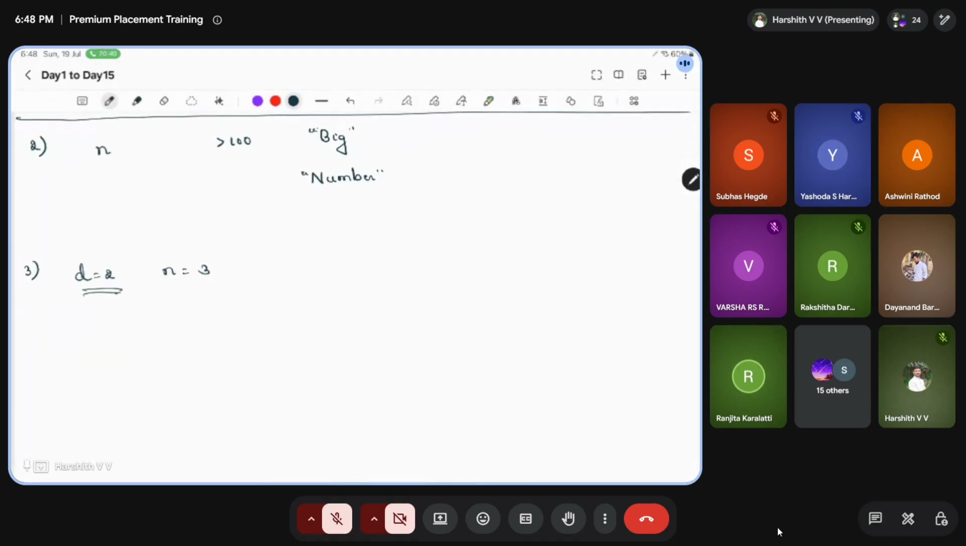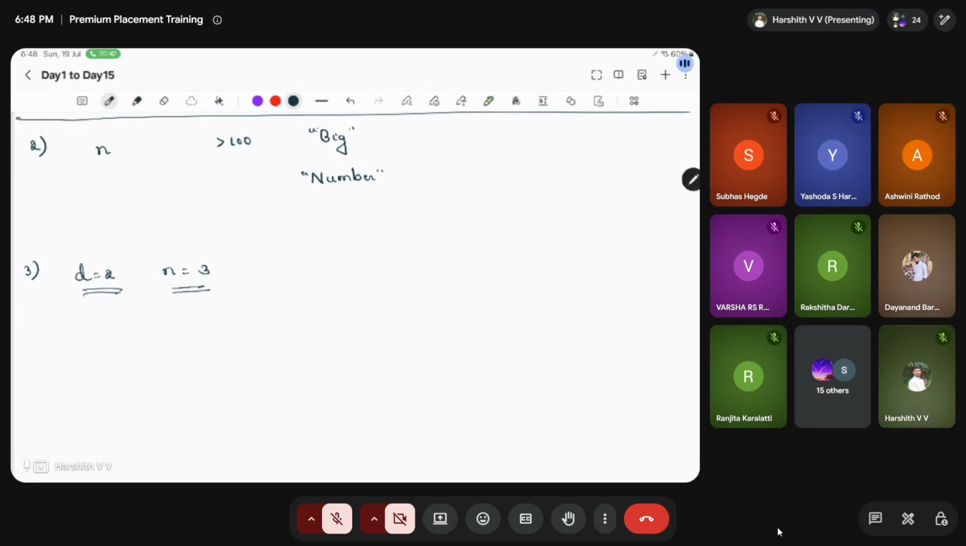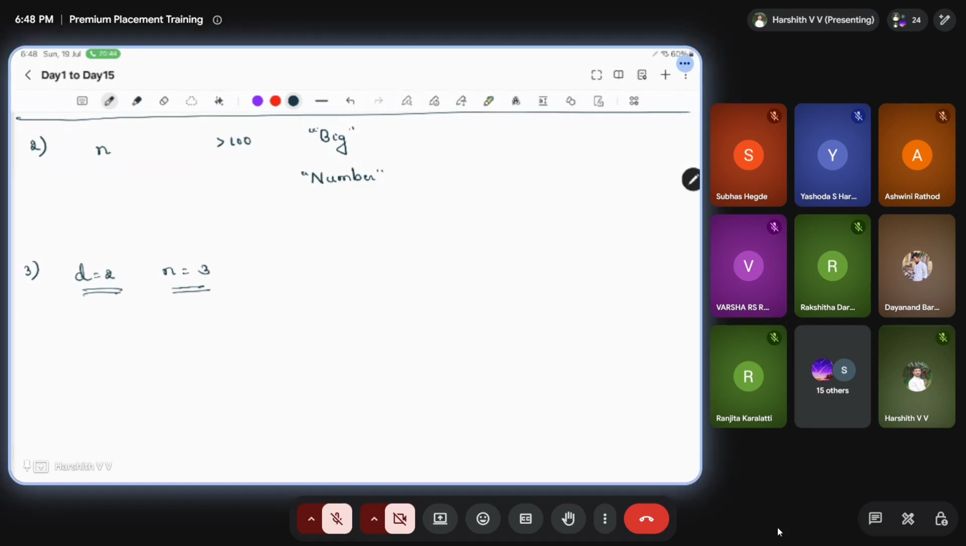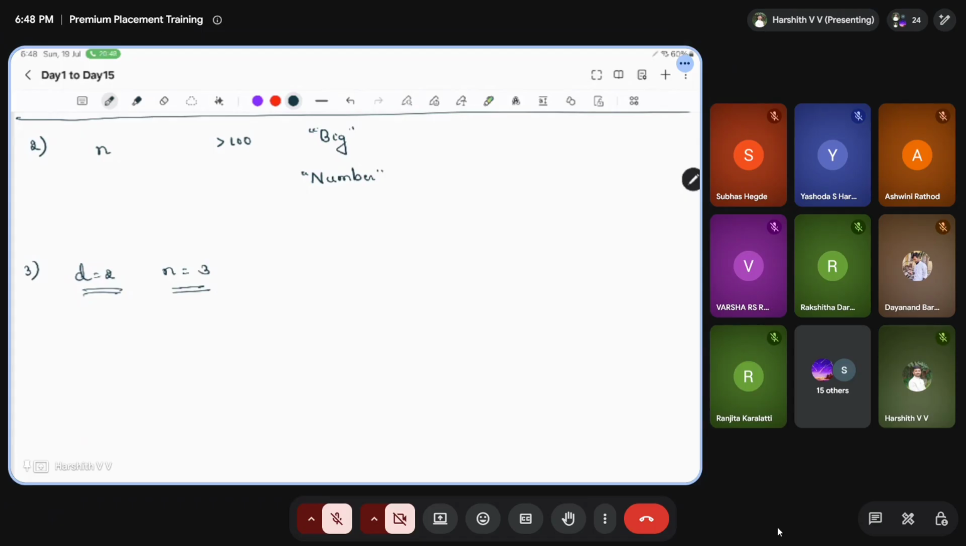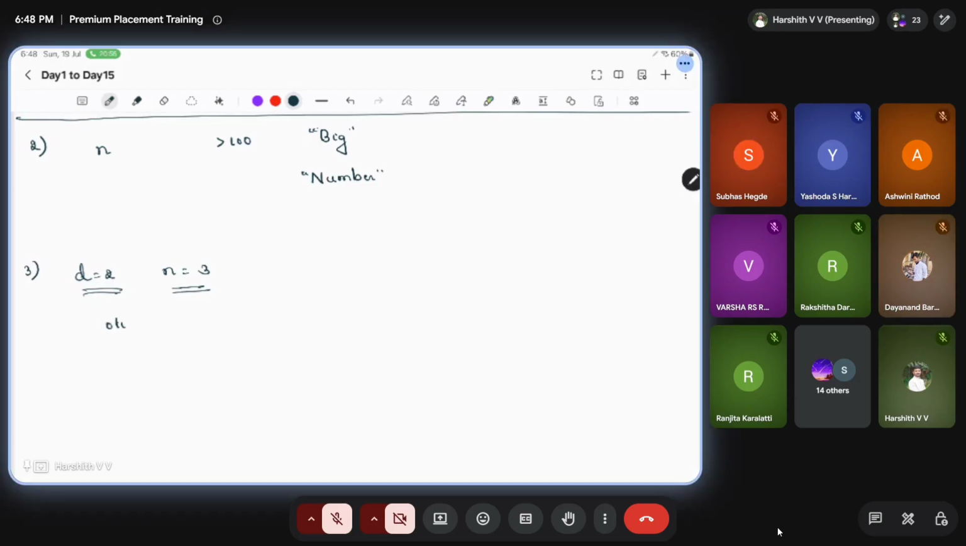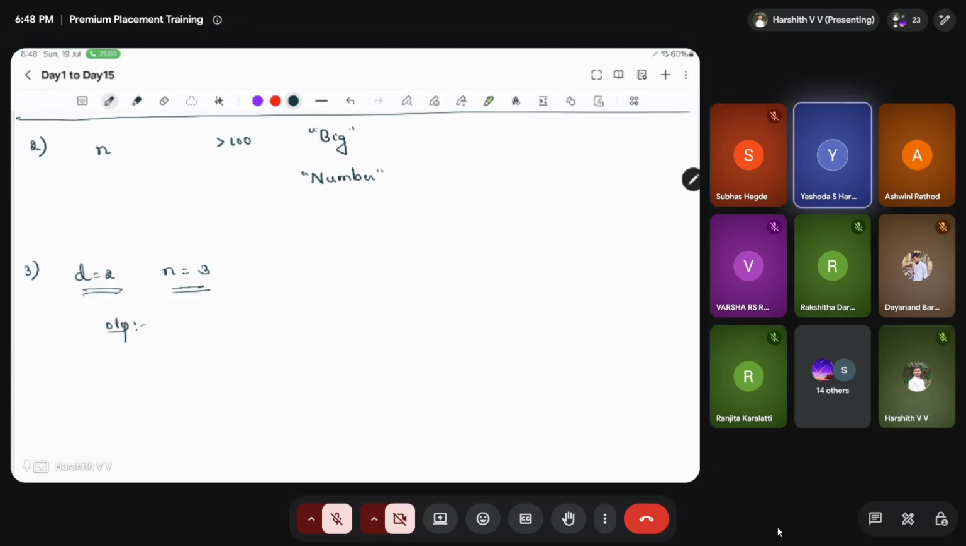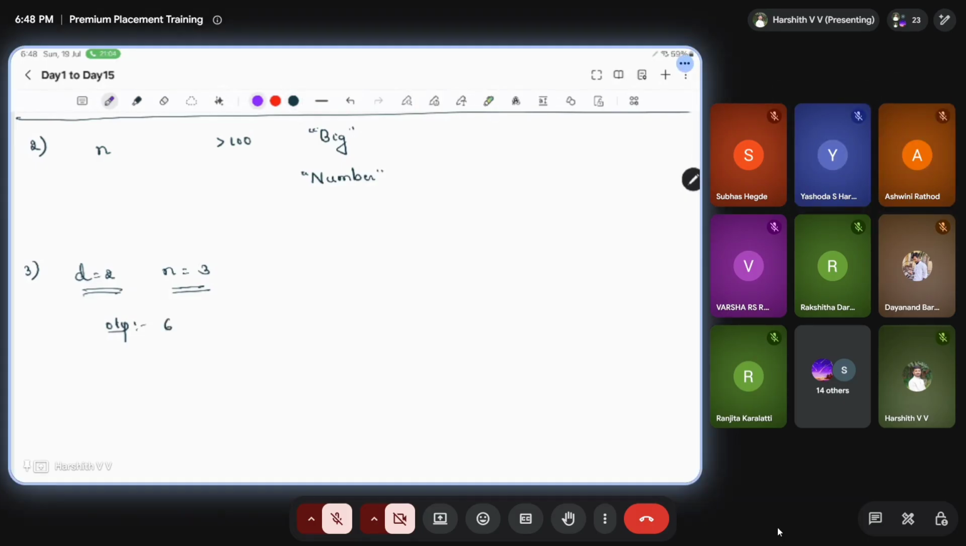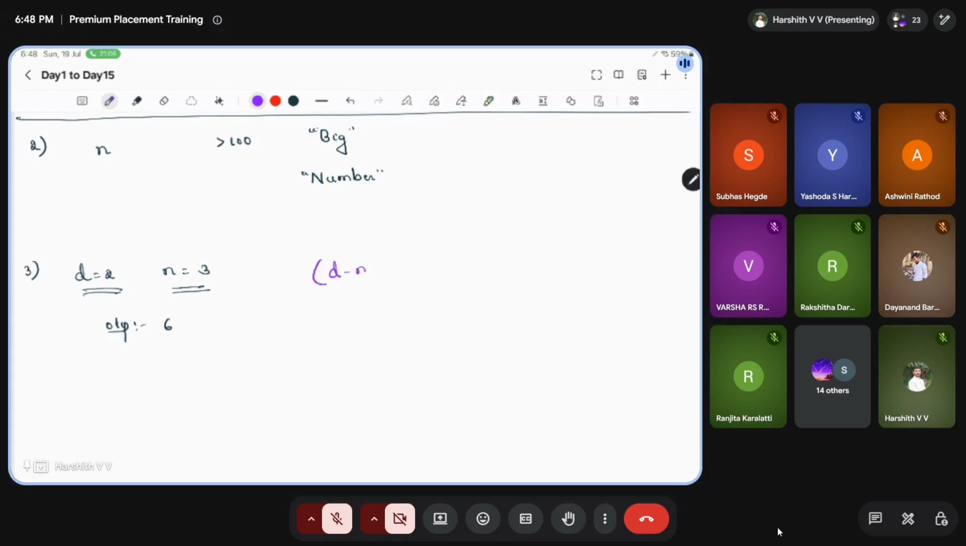In the same way, if they enter D is equal to 2, that is which day? Tuesday. And N is equal to 3 means what? 3 days before Tuesday. What is 3 days before Tuesday? Saturday, sir. So what should be the output then? 6. But you told that for the first input and output, the calculation was very simple. You told that you need to calculate d minus n.